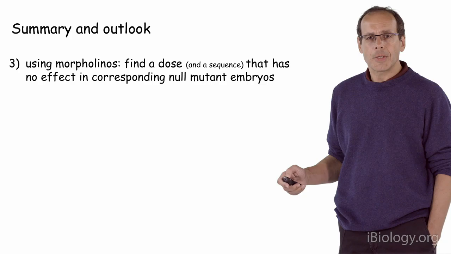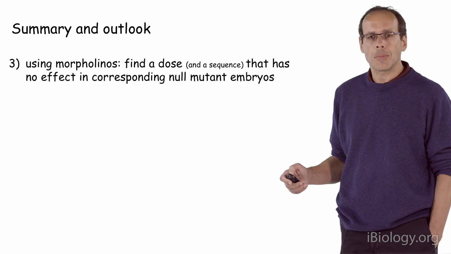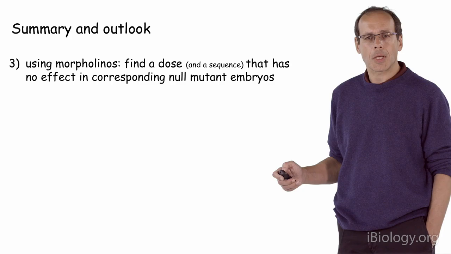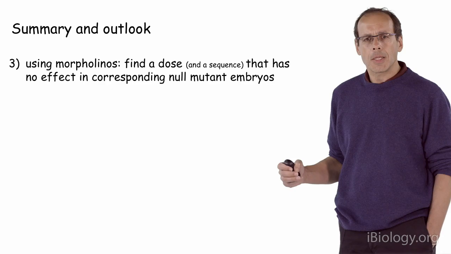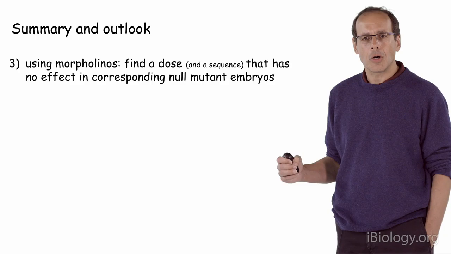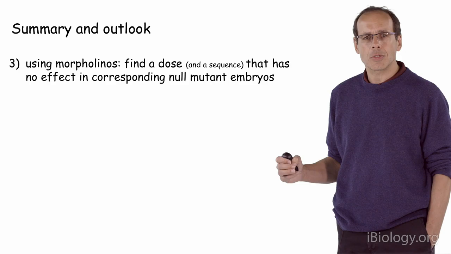What about morpholinos? With this in mind, and with the ability to essentially mutate any gene using TALENs or CRISPR-Cas9, how should we think about using morpholinos? The argument would be that to find a morpholino that causes no off-target effects, probably the best way is to find a dose and a sequence of morpholino that has no effect in the corresponding non-mutant embryos, or maybe even better, in embryos that are lacking the morpholino binding site.